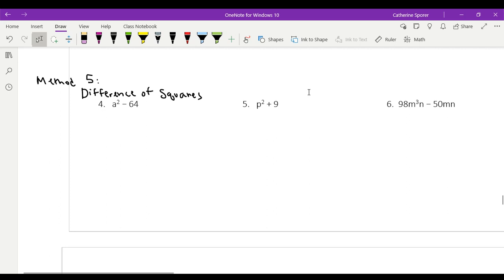This method is difference of squares factoring. So to use difference of squares factoring, we need a couple things. We need a difference. That means we have subtraction between the two terms. We need two terms. And we need perfect squares.